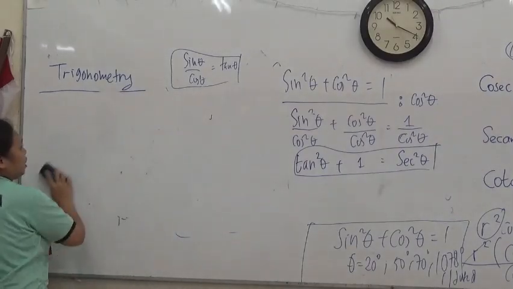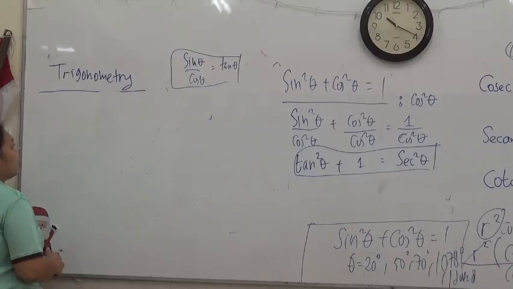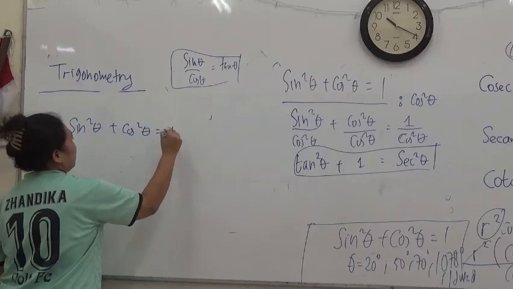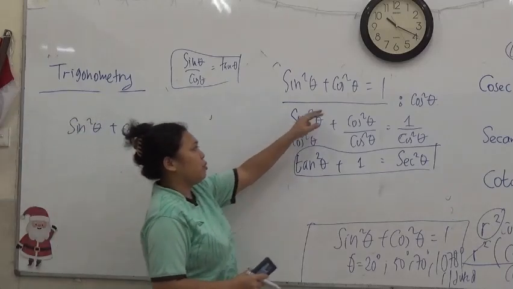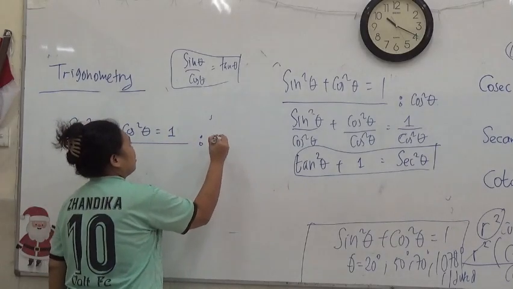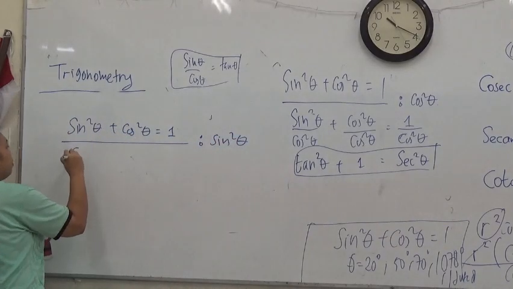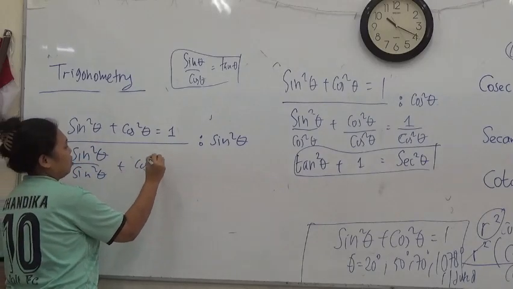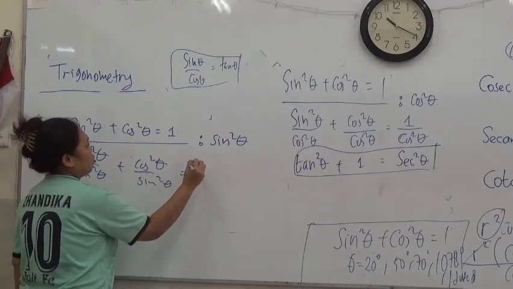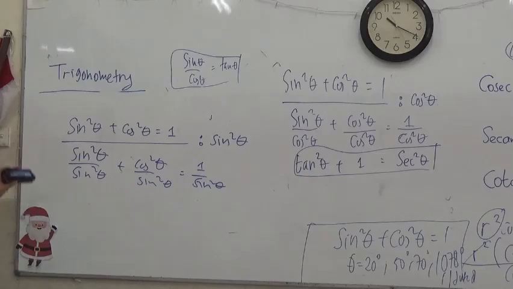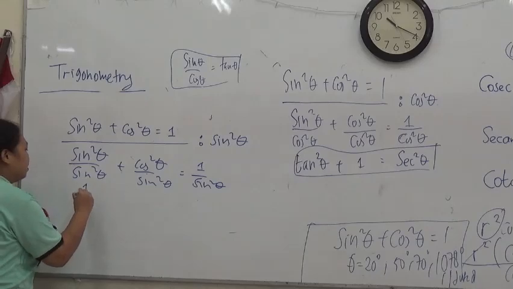which is we're still using the main identity, sine square theta plus cos square theta equals to what? For this identity, we just divide it all by sine square theta. So what will happen if we divide everything by sine square theta? So we separate them: sine square over sine square plus cos square over sine square equals to 1 over sine square theta. And next, we need to simplify sine to the power of 2 divided by sine to the power of 2 equals to 1.